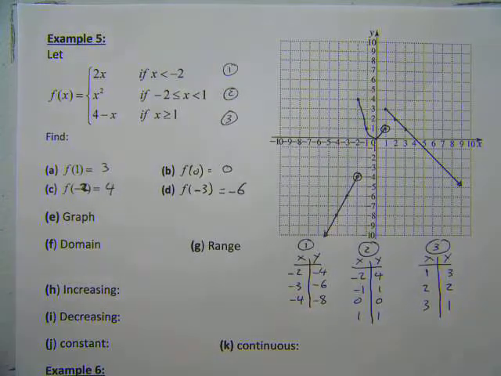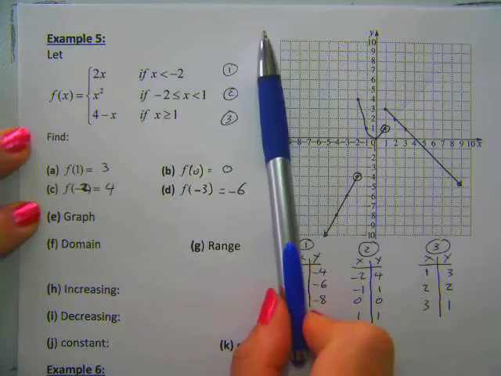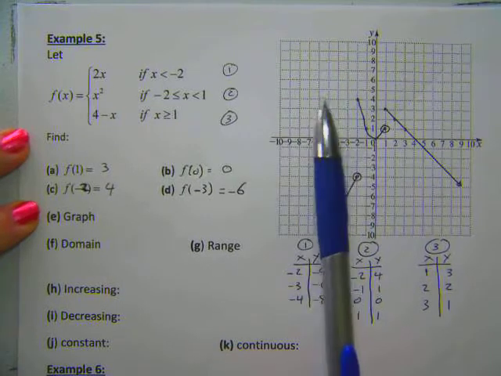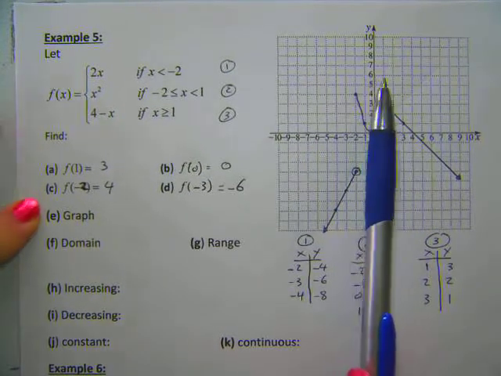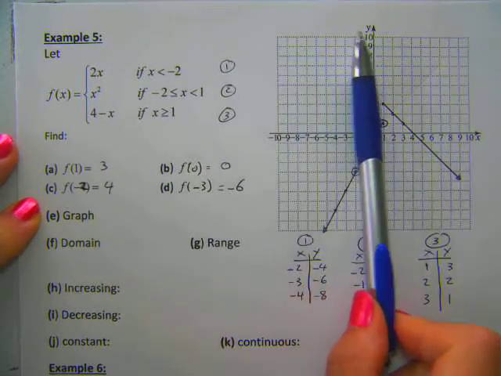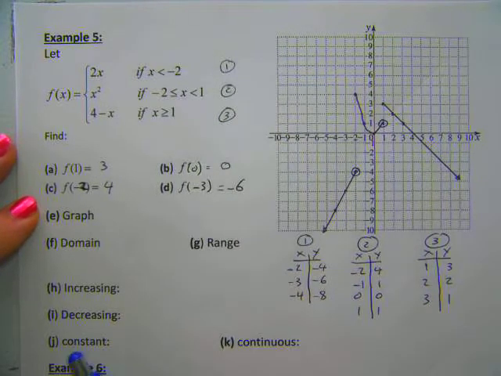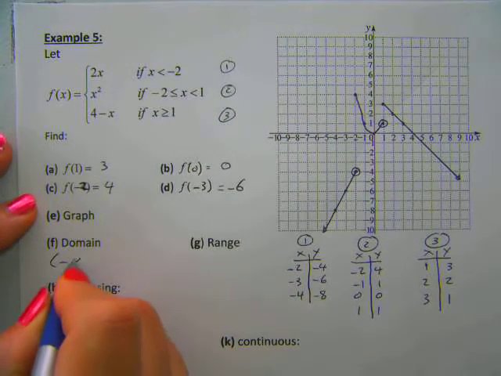Let's look at the domain. Same thing. It doesn't matter where we stopped. The domain is what x values did we use? Well, we used every single x value, and you can tell from here. So the domain is all real numbers.